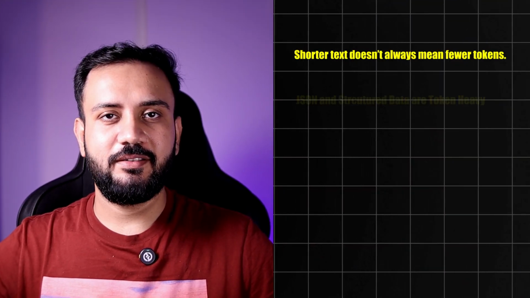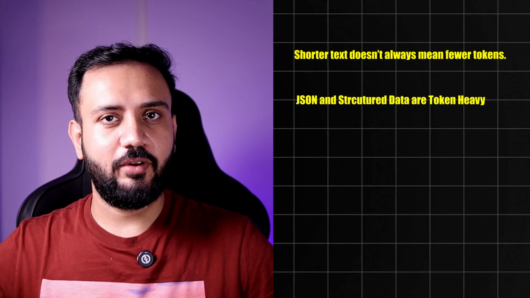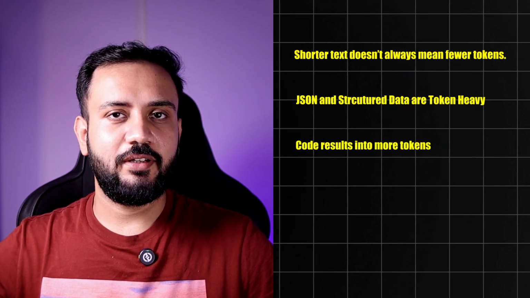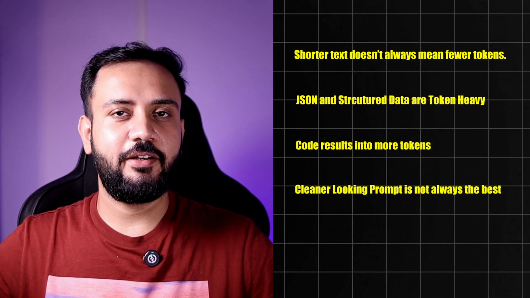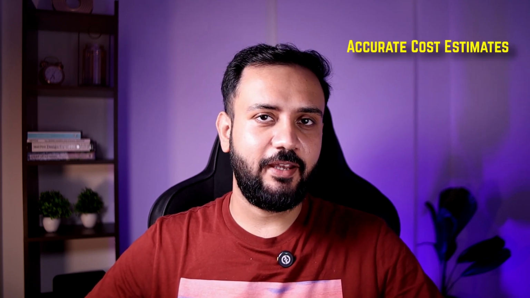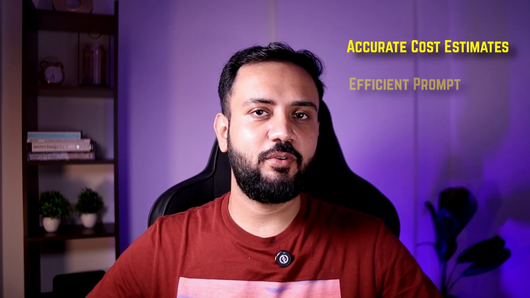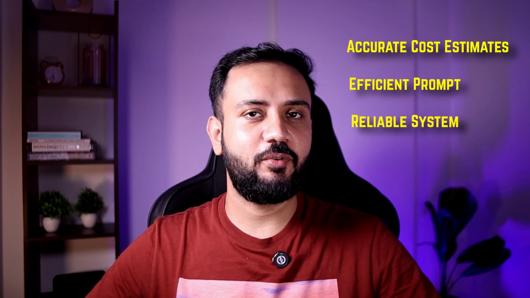So when you optimize prompts, always remember shorter text doesn't mean fewer tokens. JSON and structured output are token heavy. Code uses more tokens than natural language, and a cleaner-looking prompt might result in more tokens. Alright, so once you start thinking in terms of tokens, your cost estimates become accurate, your prompts become more efficient, and your systems become more reliable.